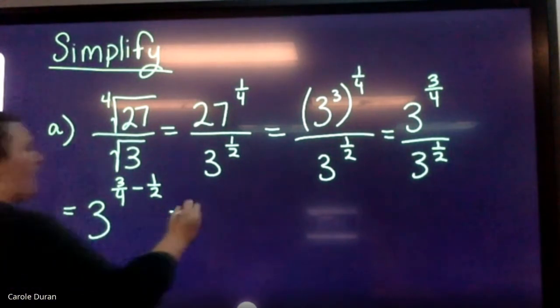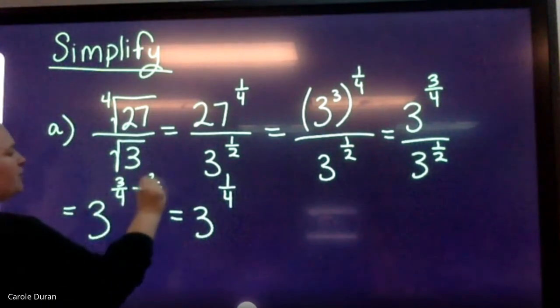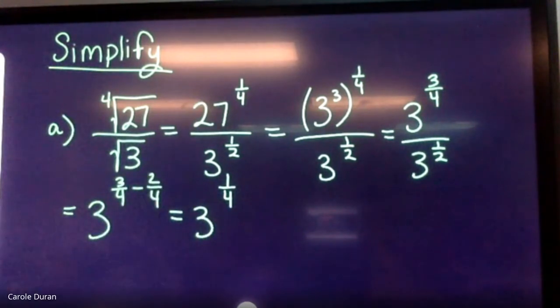So then this becomes 3 to the 1/4, because I know 1/2 is the same as 2/4. 3 minus 2 is 1, and then we're done. So it equals 3 to the 1/4 power. That's your answer. Of course, if you wanted to, you could rewrite it as the 4th root of 3, but that's not necessary.